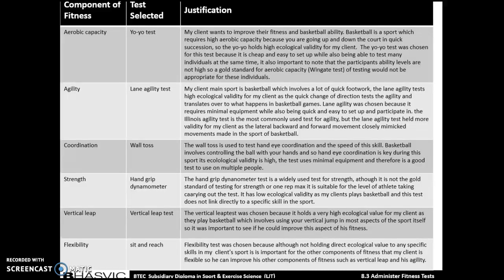It's reliable because you don't need much equipment. All you need is a wall and a ball. You can account for human error with the timing, but it'll be minimal. The test is also quick because it's only a 30-second test. You can test multiple people multiple times in a short amount of time. So you can get quick results easily. It's a good test to use.